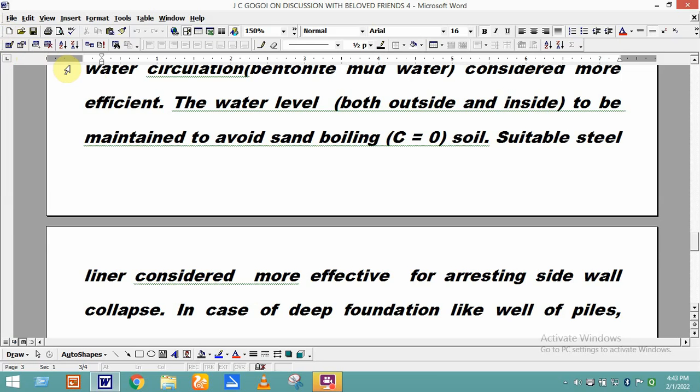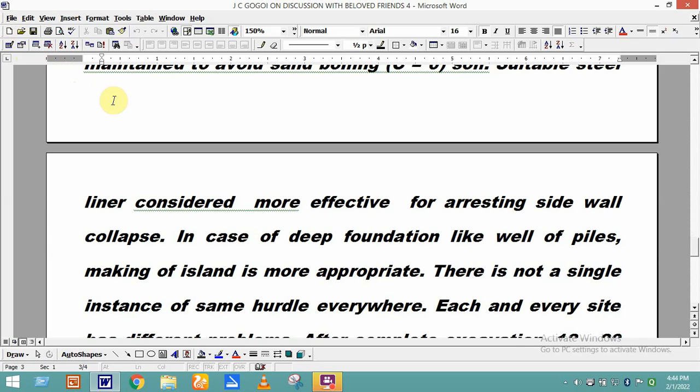Steel liner, if we provide, shall be more effective for arresting the soil wall collapses. In case of deep foundation like well or piles, making an island is more appropriate. There is not a single instance of the same hurdle everywhere.